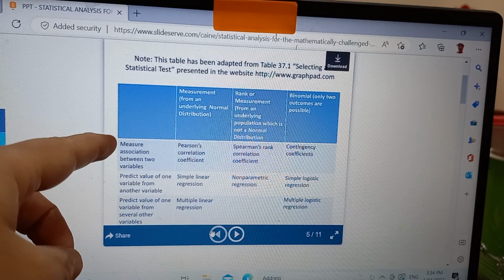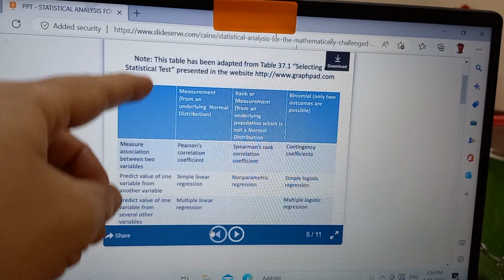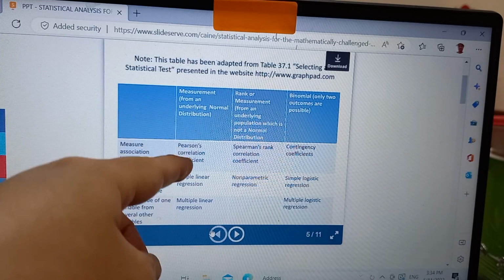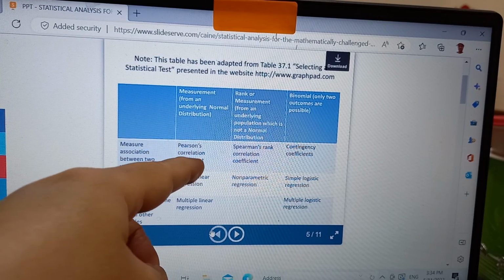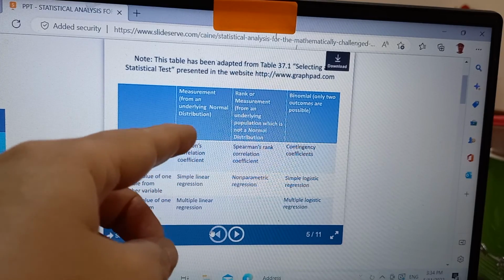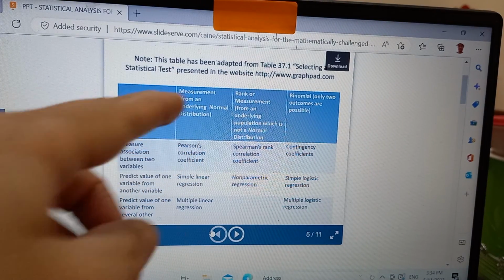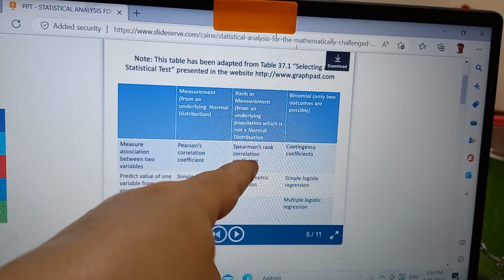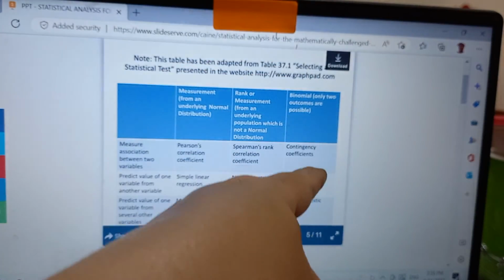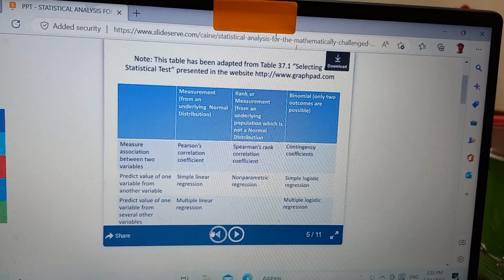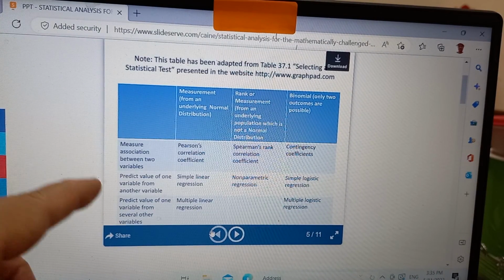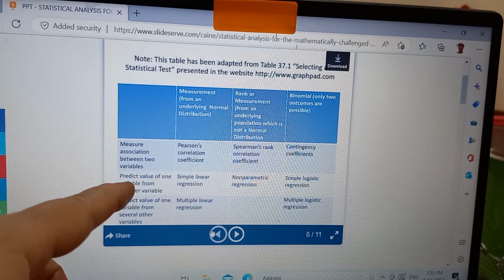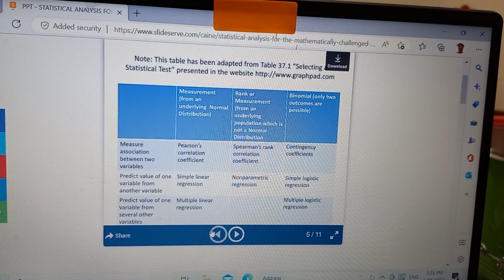Sometimes you may want to measure association between two variables, right? So again, underlying normal distribution, use Pearson's correlation coefficient. Underlying population not a normal distribution, use Spearman's rank correlation coefficient. Binomial outcomes, contingency coefficients. Sometimes you may want to predict the value of one variable from another variable. For example, you want to predict the value of the dependent variable y from independent variable x, right?